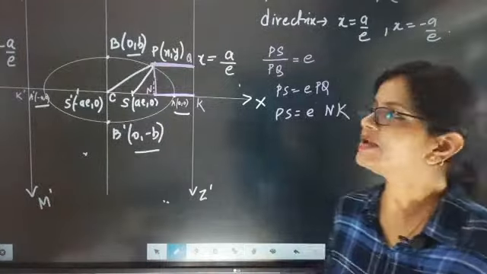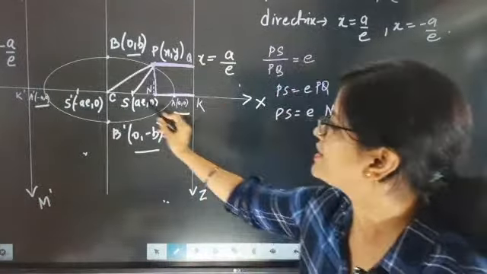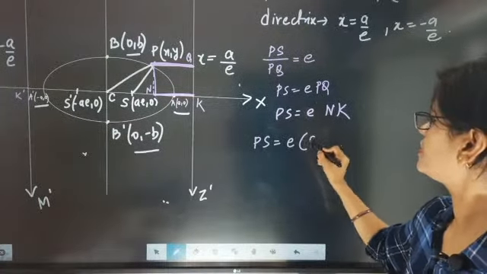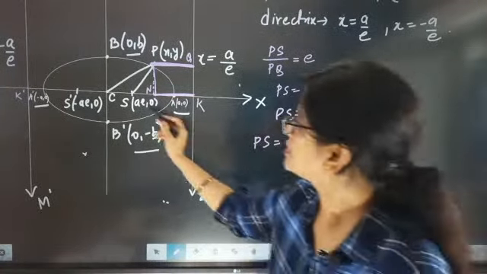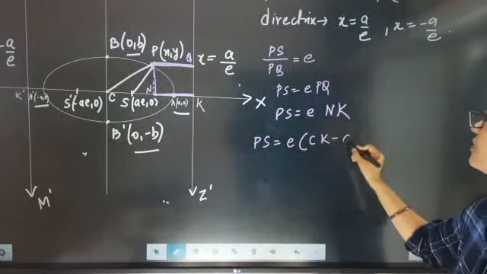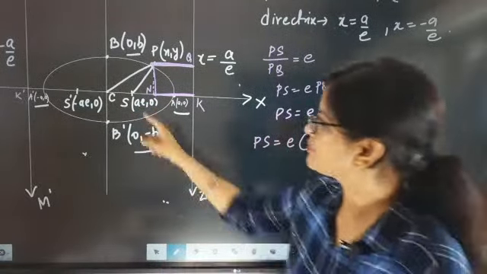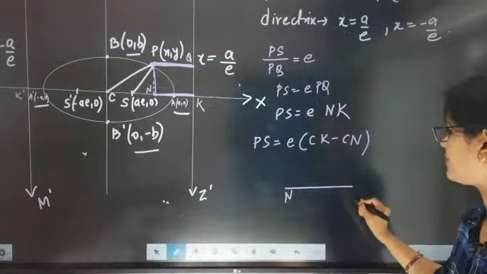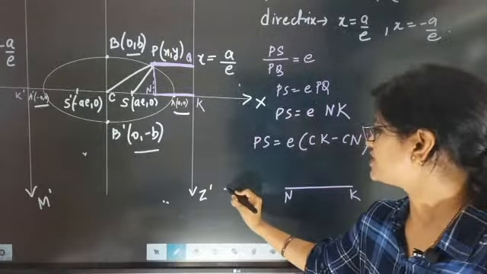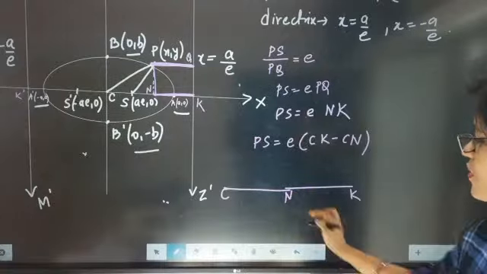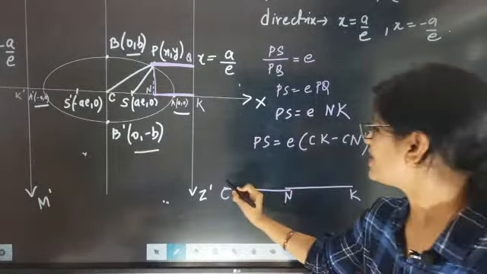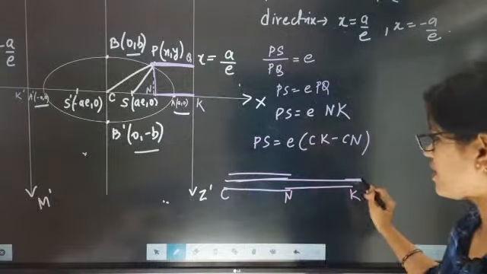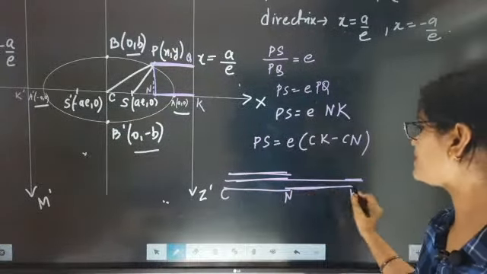I'm going to write NK. Now how to write NK? NK can be written as CK minus CN. Your NK is there, just see this part, NK, and C is here, C is the center. So instead of writing NK, shall I write CK minus CN? CK minus CN will be nothing but NK.